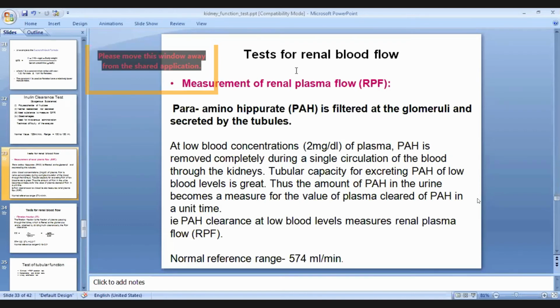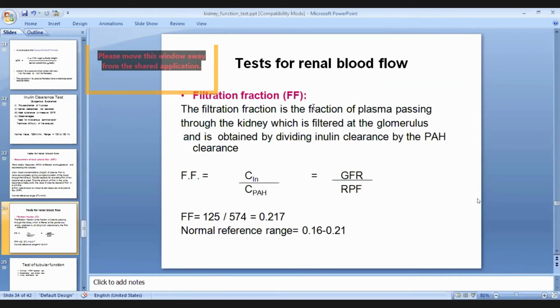Another test for renal blood flow is filtration fraction. Filtration fraction is the fraction of plasma passing through the kidney which is filtered through the glomerulus, and it is obtained by dividing the inulin clearance by the PAH clearance. Clearance of inulin is very close to GFR. Clearance of para-aminohippurate gives the measurement of RPF. So the ratio of GFR to RPF is the filtration fraction.